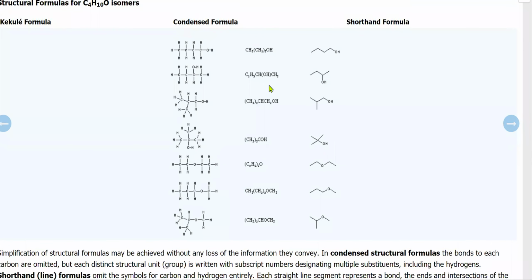Okay, these are the questions. You're supposed to write condensed formulas for these. Okay, so I'm posting them here.